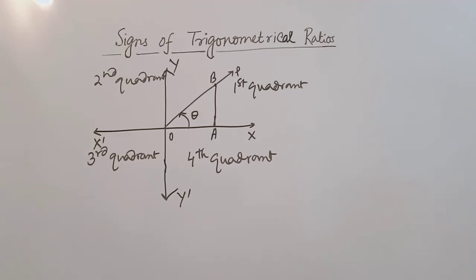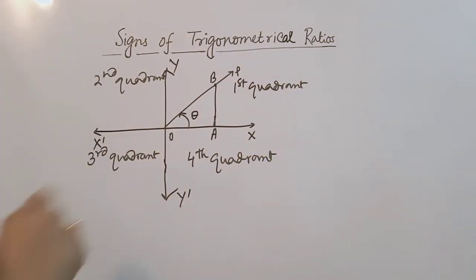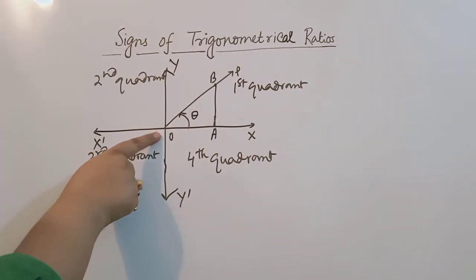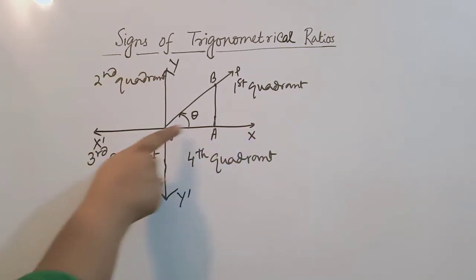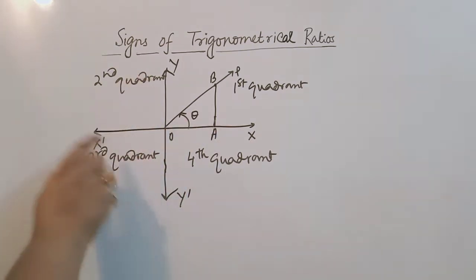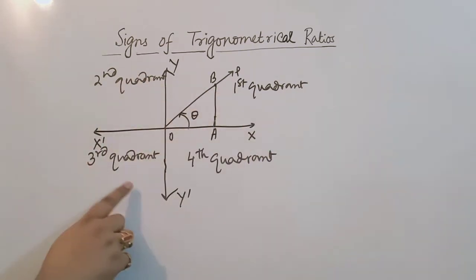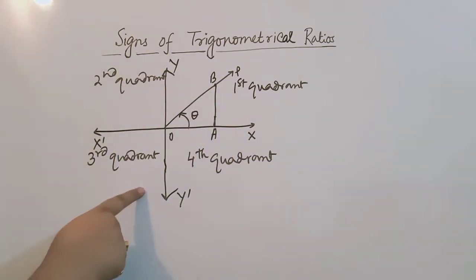In this video we are going to learn about signs of trigonometrical ratios. For this I have first taken a fixed point O on the plane surface and through O two mutually perpendicular axes x O x dashed and y O y dashed are taken. Clearly these two axes divide the entire plane surface into four quadrants, first, second, third and fourth along anti-clockwise direction.